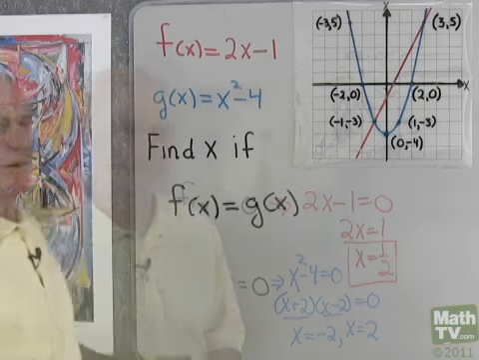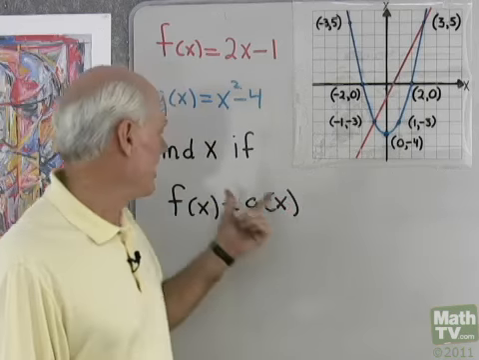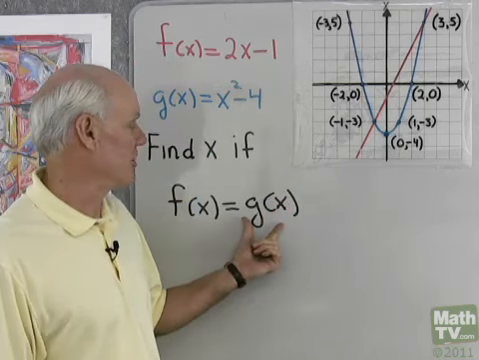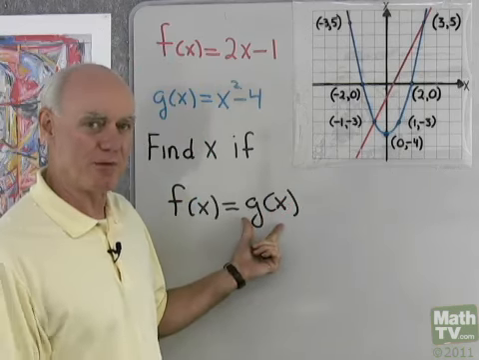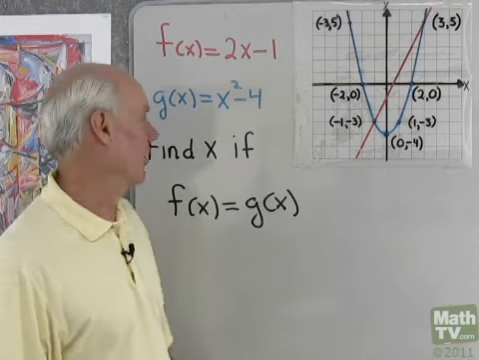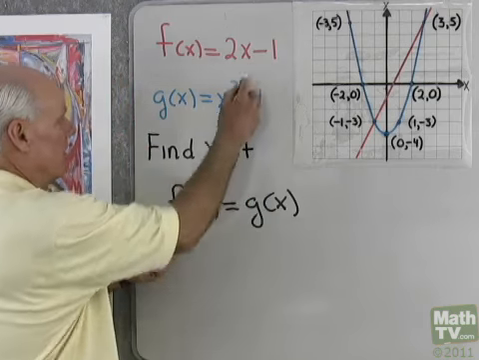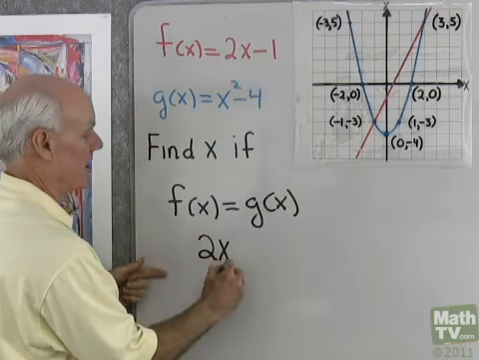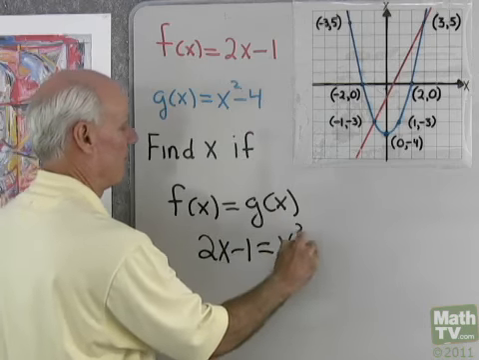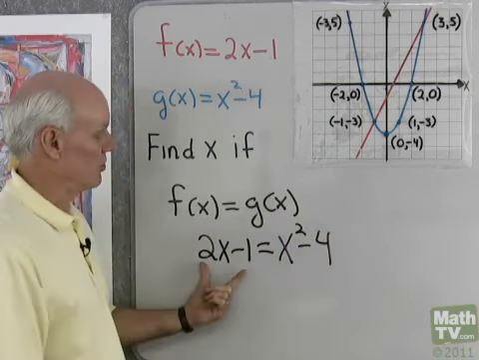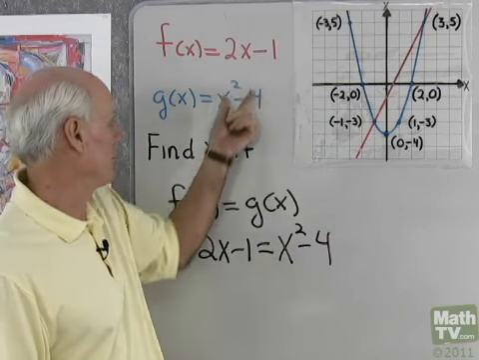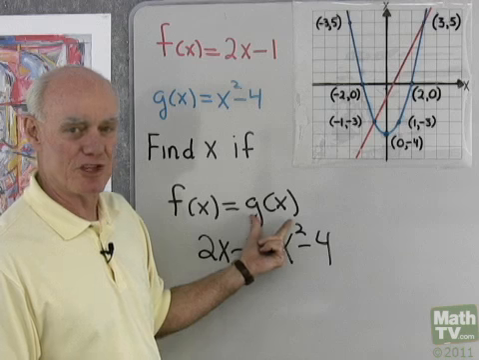Okay, this time we want to find x if f of x is equal to g of x. So if these two functions are equal to each other, these two values of y are equal to each other, what value of x does that happen for? So f of x is equal to 2x minus 1, so I have 2x minus 1 is equal to x squared minus 4. Just substitute this expression for f of x and this expression for g of x.